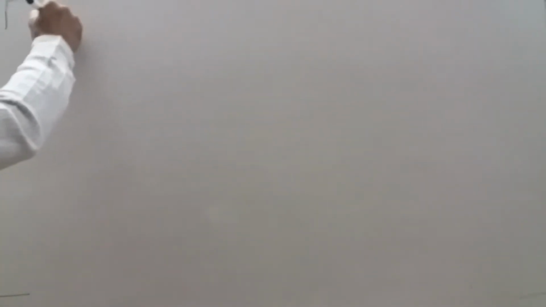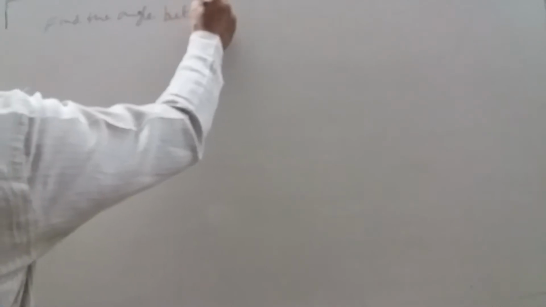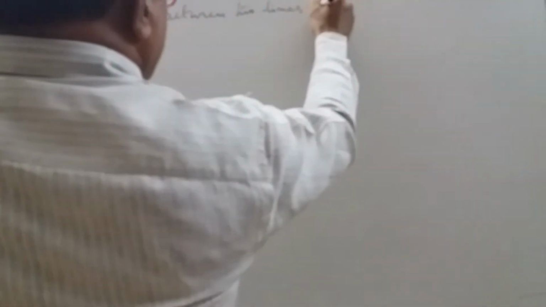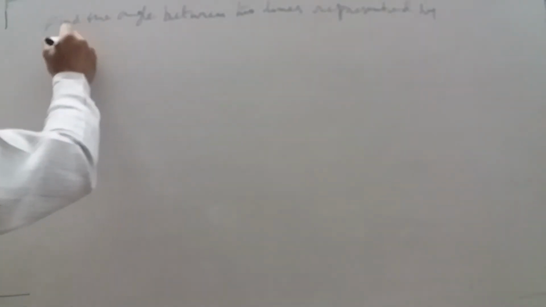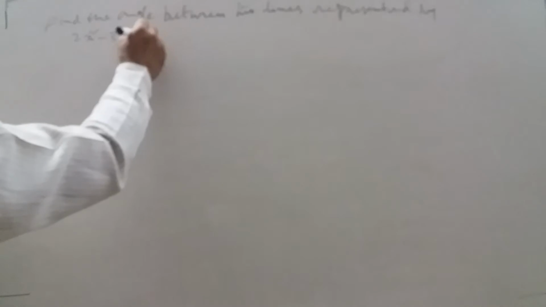Now we will go to the problem. Find the angle between two lines represented by 2x square minus 3xy minus 6y square is equal to 0.